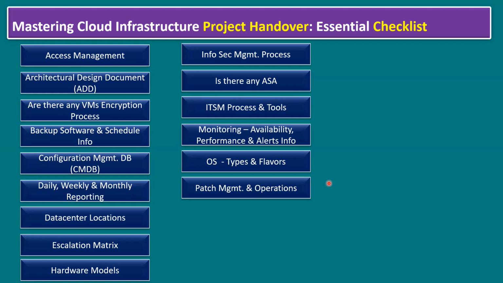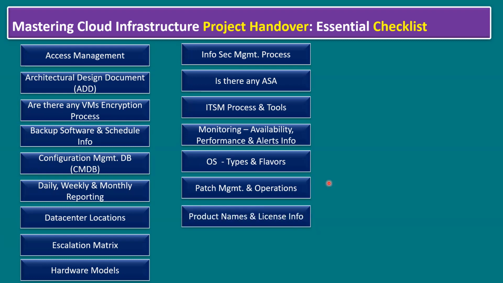So whatever information, whatever details we are managing specifically under patch management and operations also includes how frequently we are doing patching. Generally we can do monthly patching, or some organizations may maintain quarterly patching. That operation process we should also be aware of.